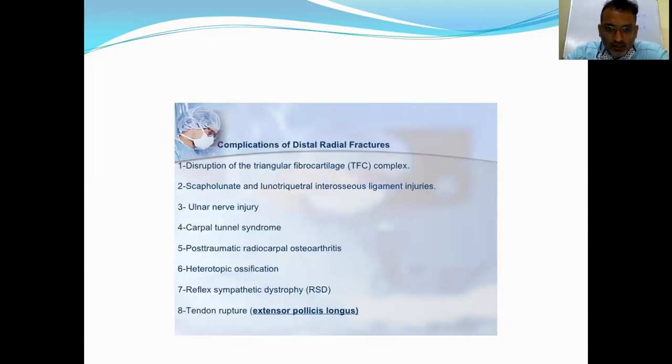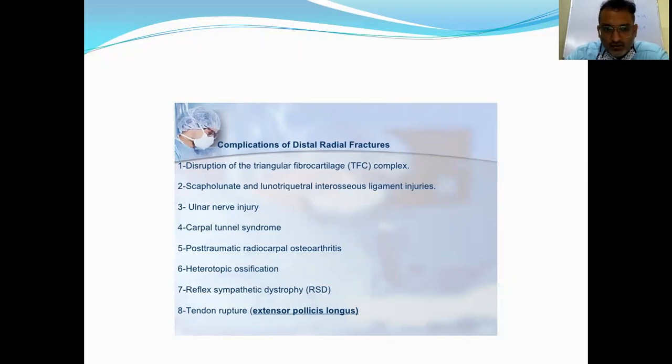So what are the complications of distal radius fractures? As I told you, if the triangular fibrocartilage complex is destroyed, both the bones will not be in the same plane. Scaphoid, lunate, and interosseous ligament injuries. There will be multiple bones within the wrist joint, so interligamentous injuries within the bones are common. There is also carpal tunnel, as you know it.